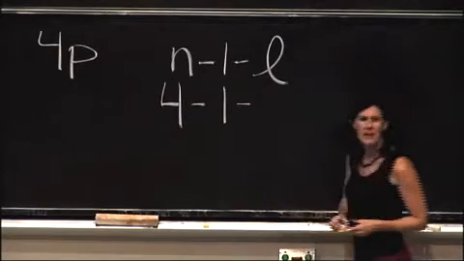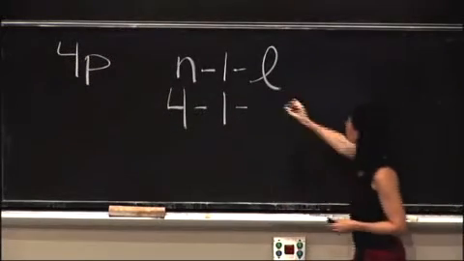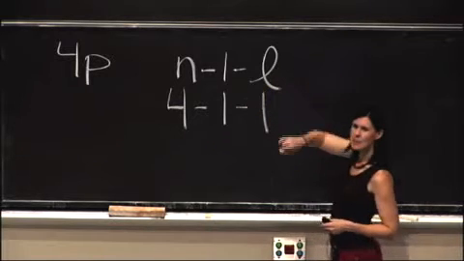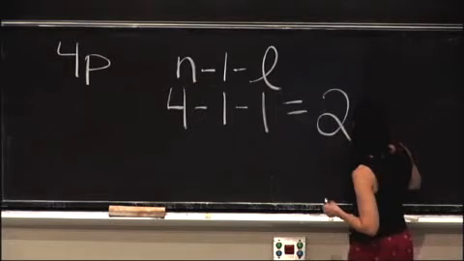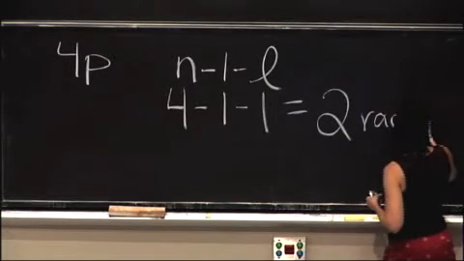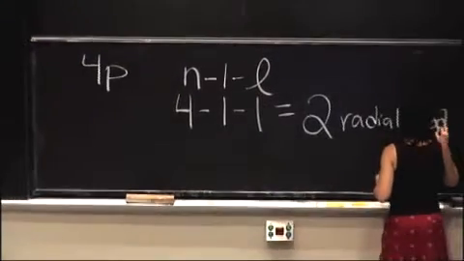What is l for a p orbital? 1. So I tricked you a little, I guess. I didn't put an s up there, and that's what we'd been talking about, so that was probably the issue. But what we find is that we have 2 radial nodes.